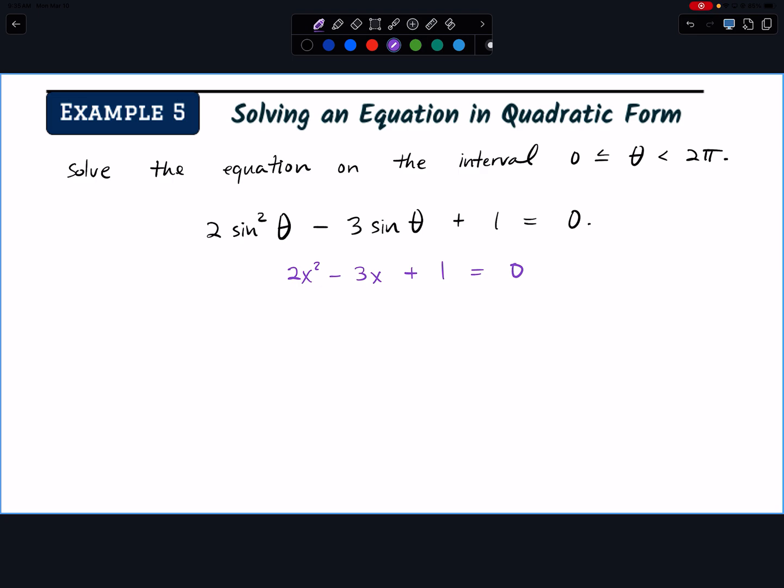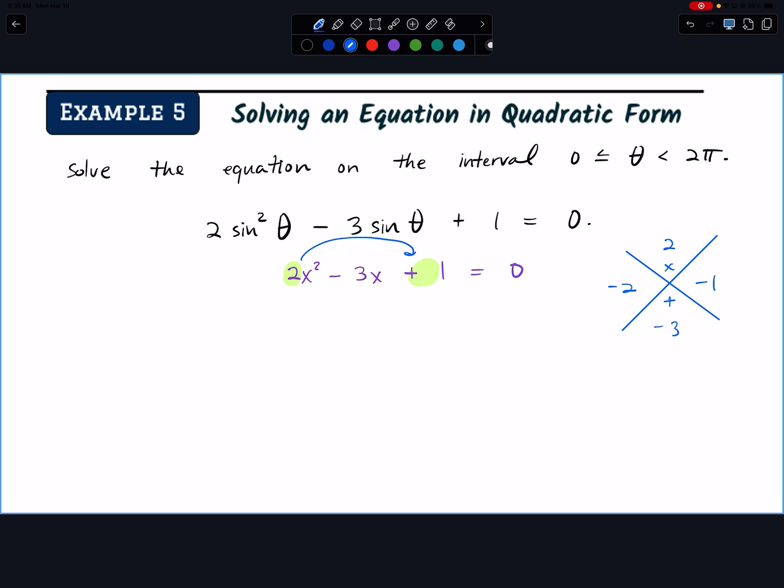This does factor though. So is there a GCF? No, so what was the strategy for factoring then first? Yeah, A times C. So I'm gonna multiply my 2 times my positive 1. So I'm looking for two numbers that multiply to give me 2, but when I add them, I get negative 3. Negative 2 and negative 1, good.